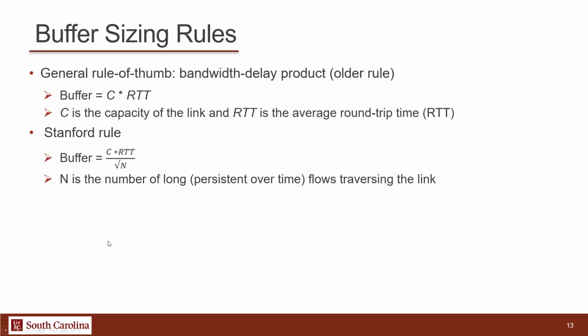There has been some suggestions in the literature. The most known one is the rule of thumb, which is we set the buffer equals to the bandwidth delay product. And the bandwidth delay product here is the multiplication of the capacity of the link and the round trip time, specifically the average round trip time that we are seeing in the network. And then later on in 2004, there was this paper that showed that you can have much smaller buffers. You can have the bandwidth delay product divided by the square root of n. And n here is the number of long flows that are persistent over time, traversing your link.